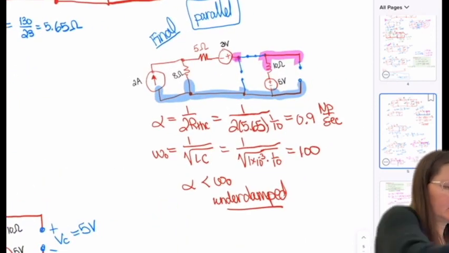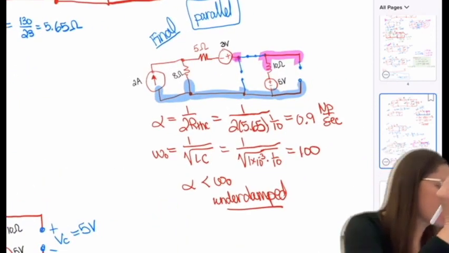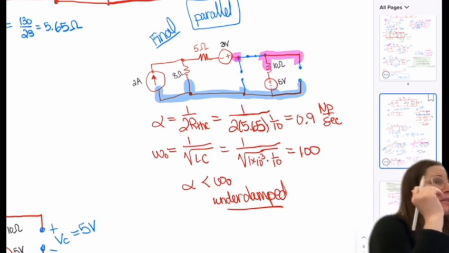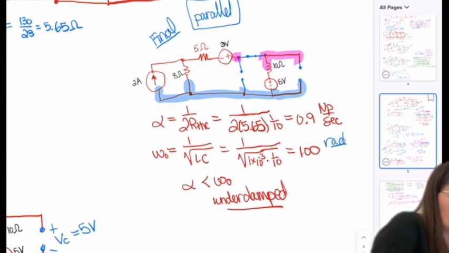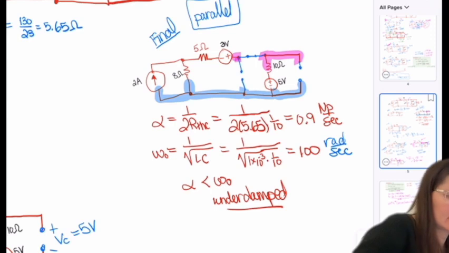All right, so for this one, it's in parallel RLC, so alpha for parallel is 1 over 2 RTH C. That ends up being 0.9 nepers per second, and then omega naught ends up being 100 radians per second. So that becomes underdamped for this one. Did you guys get that? Okay, seeing some yeses. Okay, great.